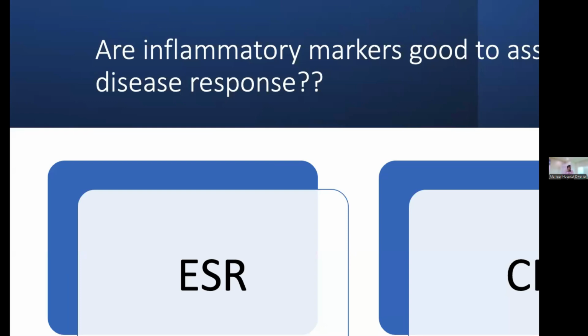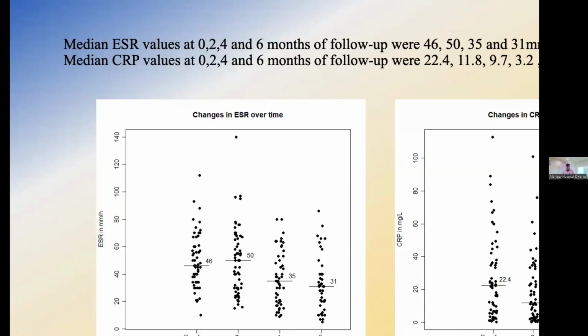Sir also mentioned ESR and CRP. We were conventionally taught by our teachers that we should do ESR, we should do CRP, and we should follow these patients up with CRP and ESR. We tried to look at this, and Sindhu played a big role in this. Are they good markers to assess disease response? Should we do ESR and CRP, or should we not? Some very interesting points emerged.